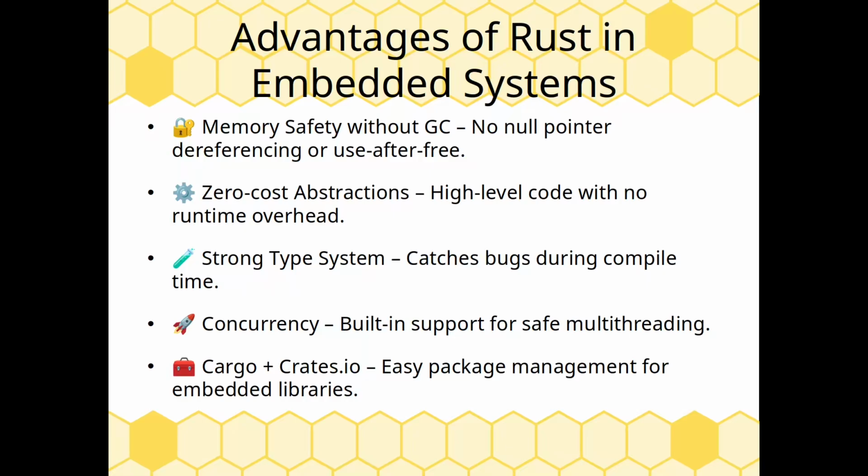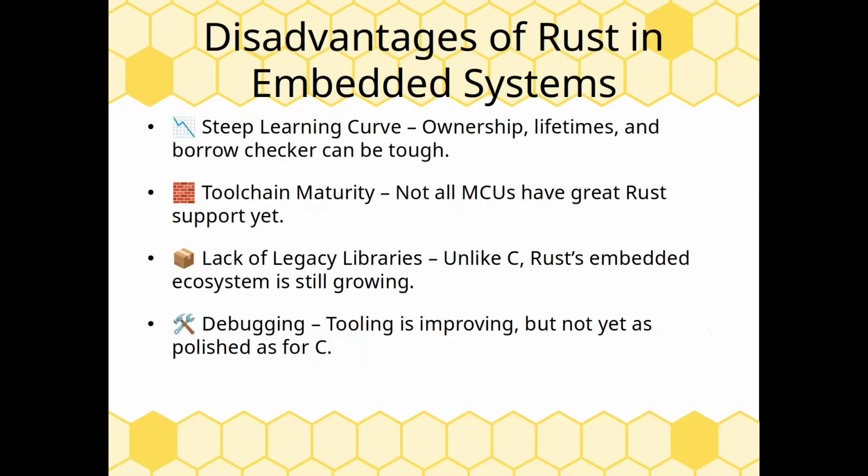And we have concurrency, which means multi-threading, and an easy package manager using Cargo and Crates.io. You can find Cargo and Crates.io on the official website of Crates.io. And what are the disadvantages of Rust in embedded systems?